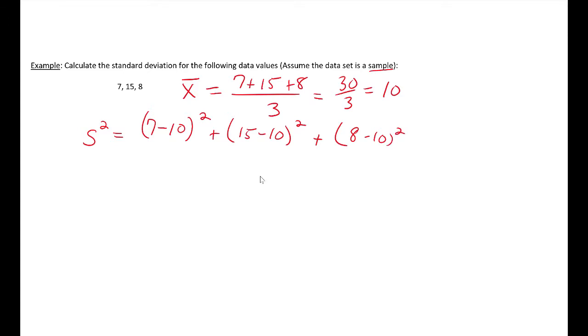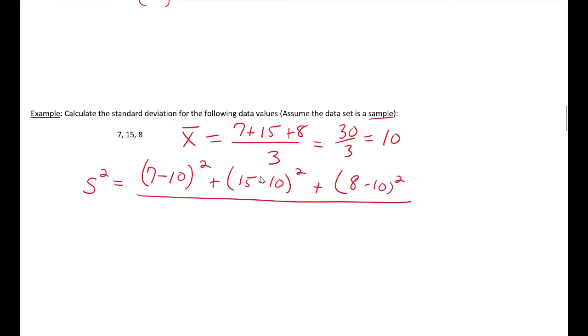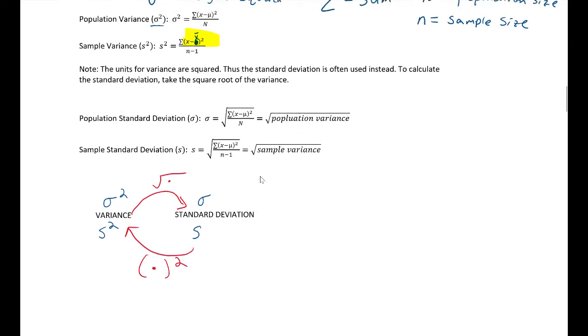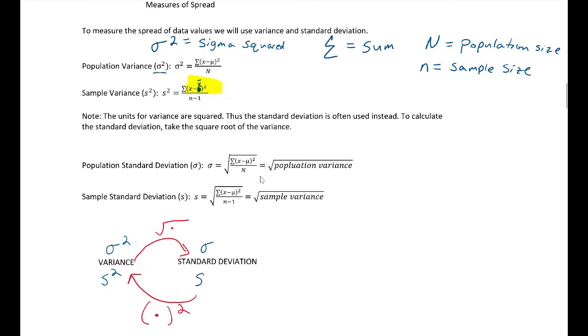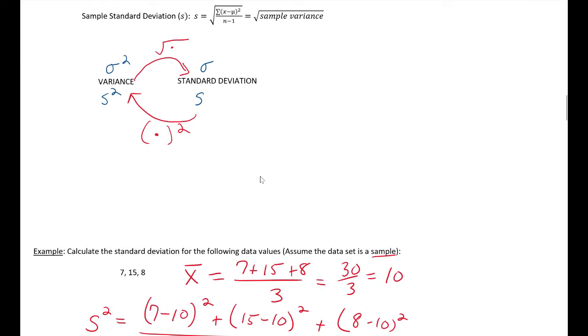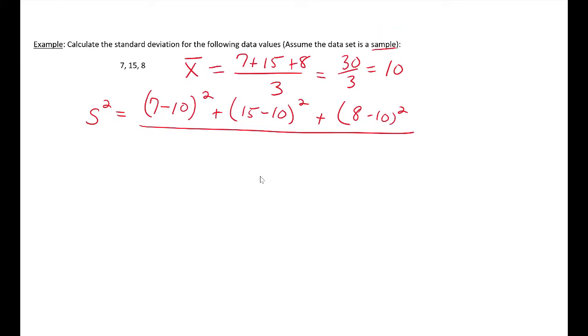And then we divide this by, because it's a sample data set and we're calculating sample variance, n minus 1. Very important difference, okay? So because it's a sample, we are going to divide that sum, that numerator, by 3, because there's 3 data values, minus 1, which is 2, of course. And so, very important, y'all. If this had been a population, instead we would divide by 3 instead of the 2.